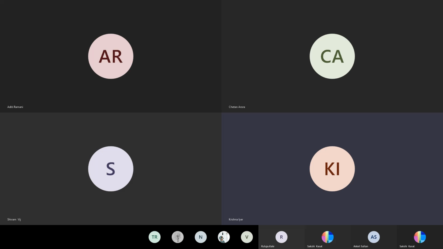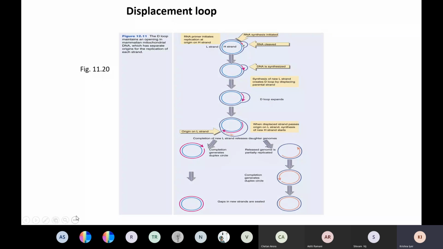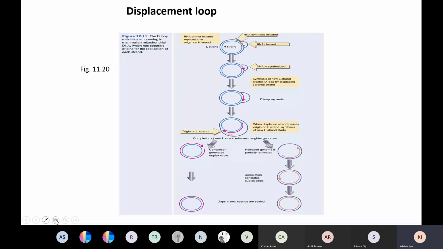Share my screen. Okay. Can everybody see? Yes. Yes, sir. Okay. And there we go.